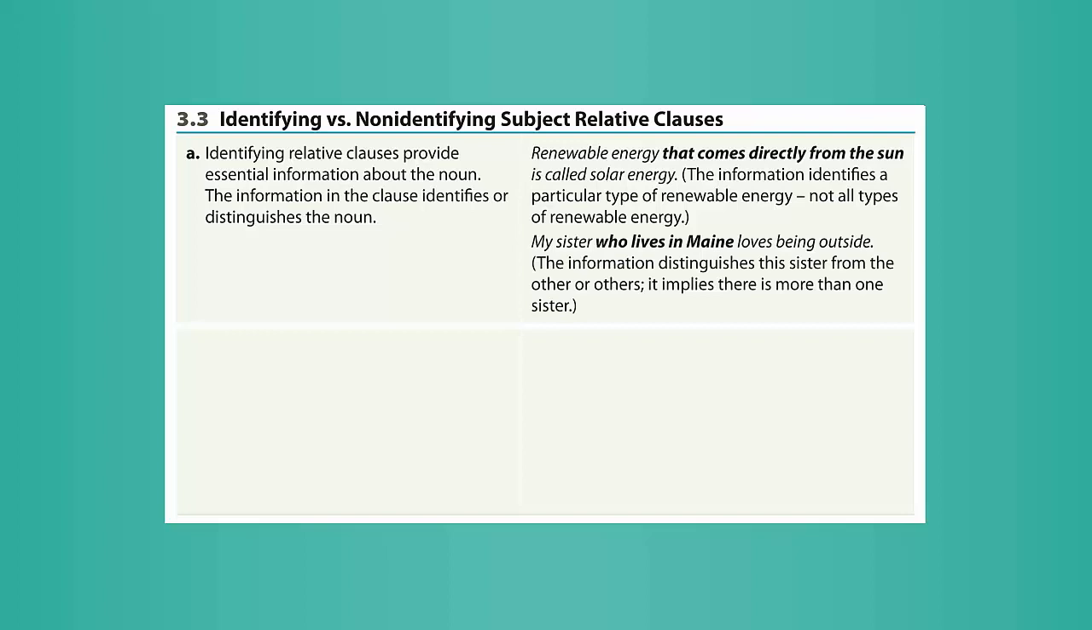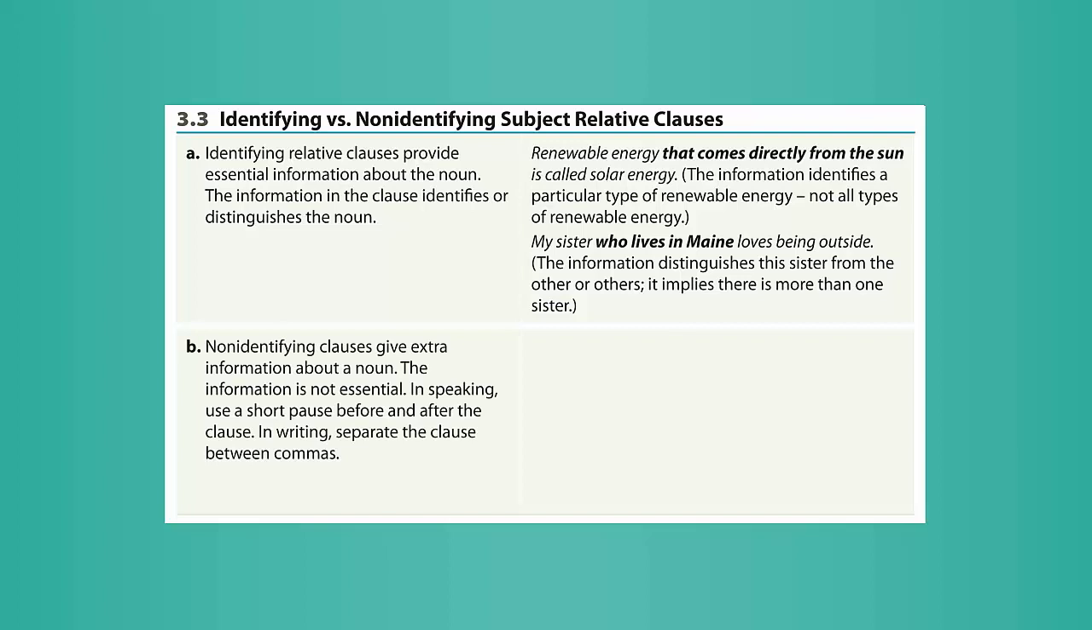And in this example, my sister who lives in Maine loves being outside. The information distinguishes this sister from the other or others. It implies that there is more than one sister.